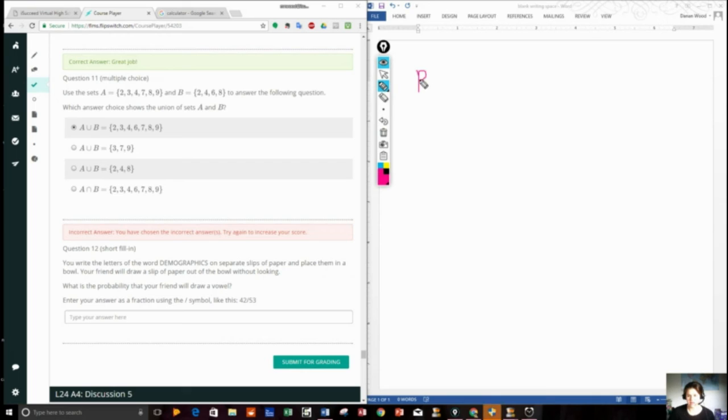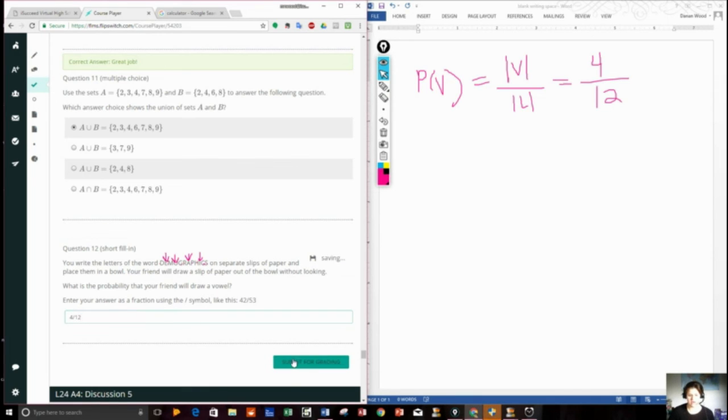Okay, well, what is our sample space? So the probability of a vowel is going to equal how many different vowels there are divided by how many total letters there are. So our vowels, there's 1, 2, 3, 4. There are 4 vowels. And then how many total letters? Well, we have 4 already because those are our vowels. 5, 6, 7, 8, 9, 10, 11, 12. So there are 12 total letters. So we have 4 out of 12 chances, or the probability.